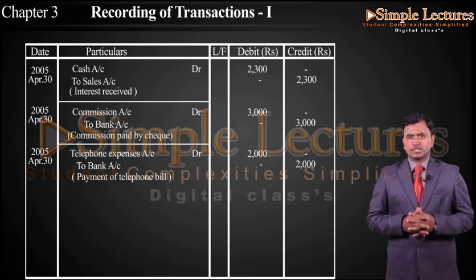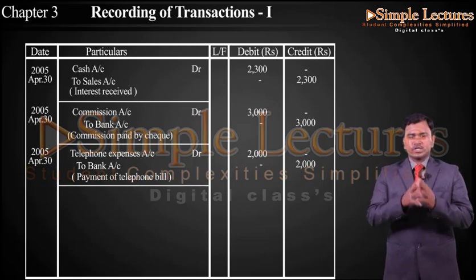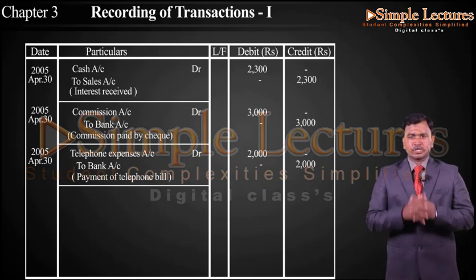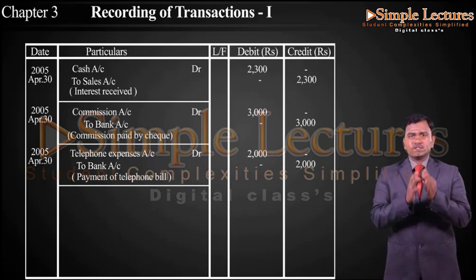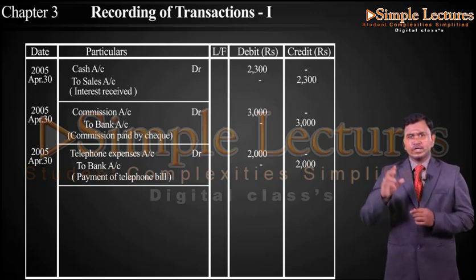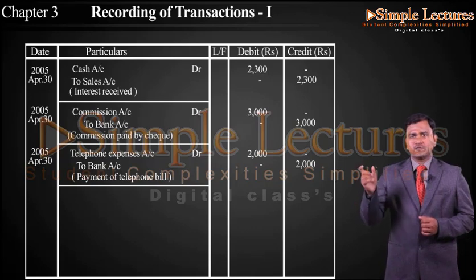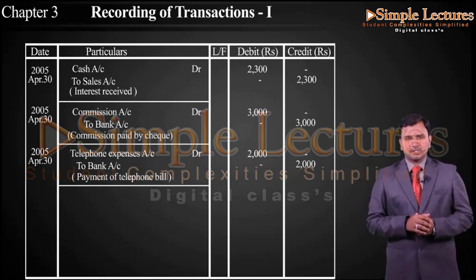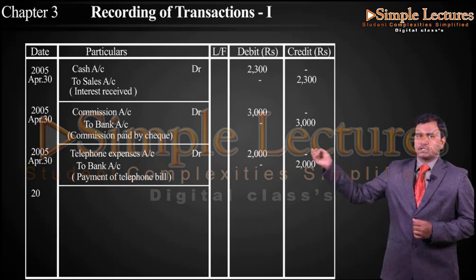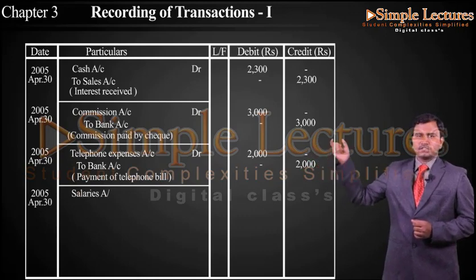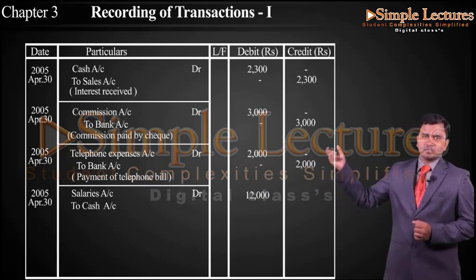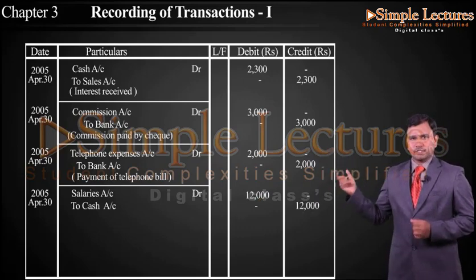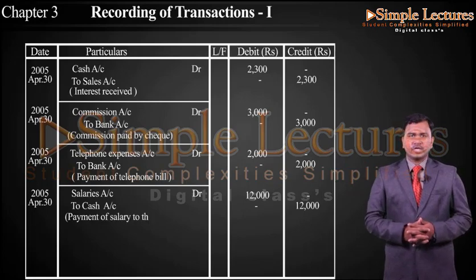So let us see the next transaction which we have on 30th/4/2005, payment of salaries in cash rupees 12,000. So now the salaries are also an expense, but it is paid in cash. So instead of bank, you are going to take cash here. So let us see in the account here, 30th/4/2005, salaries account debtor to cash account 12,000 debit 12,000 credit. So the narration, salaries paid in cash.